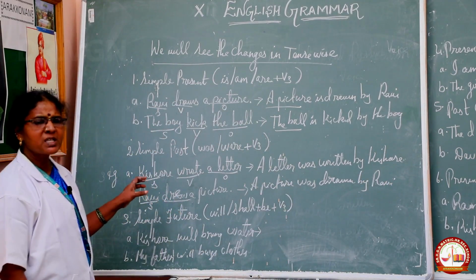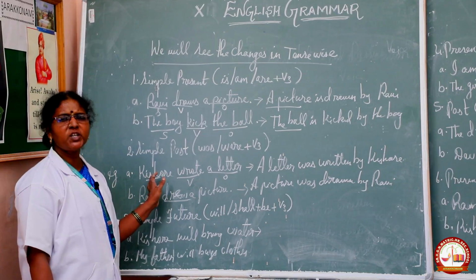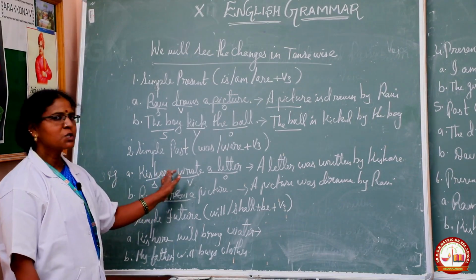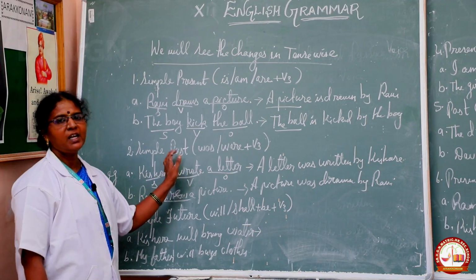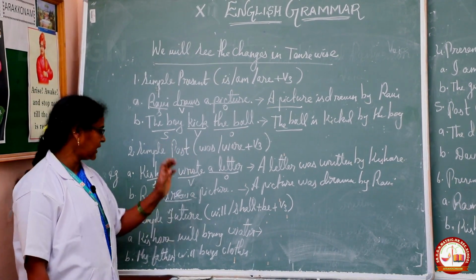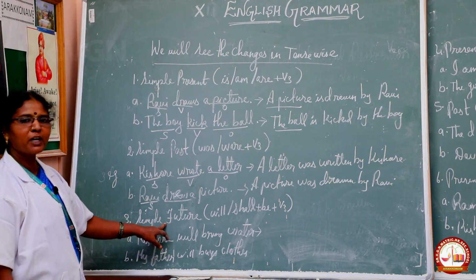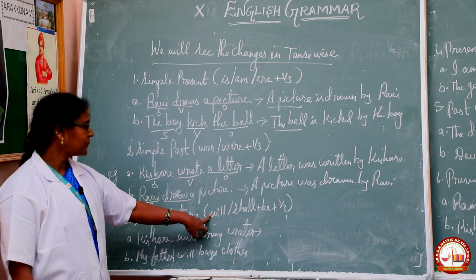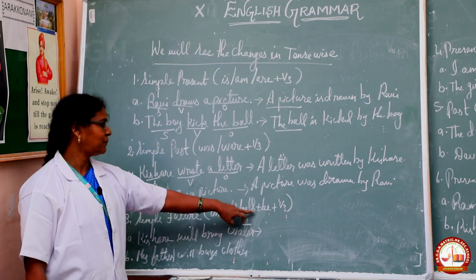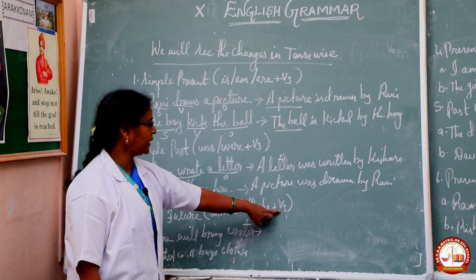If you know the rules, it is very easy to change from active voice to passive voice. So you must all study the rules very well. Then only you can change it correctly. Next one, we will see simple future. What is the format of the simple future? Will / shall plus be plus V3.